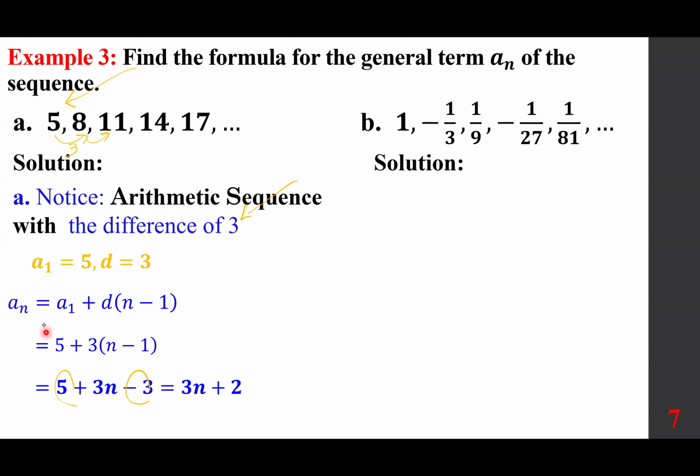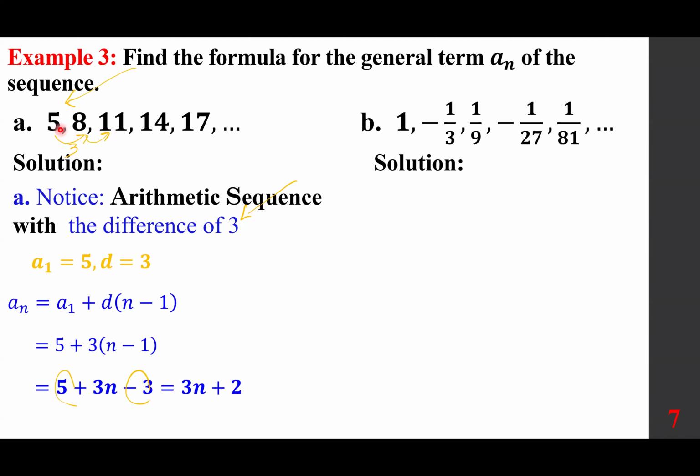And you must check. If n is 1, we get 5. If n is 2, we get 8. If n is 3, we get 11. You have to check your work always. It takes a split second to make sure we've come up with the correct answer.